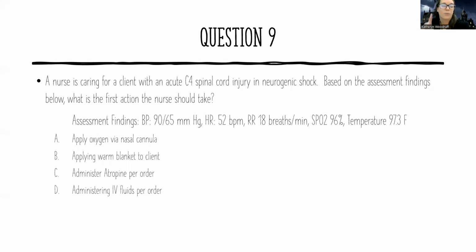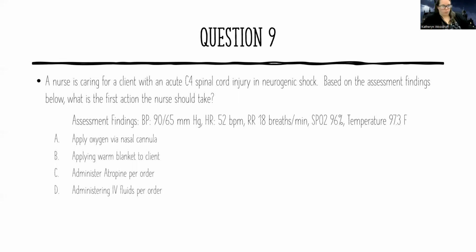When it's spinal cord, I always like to think about how high up the injury is. So we're talking about a high level injury. And I always remember, C, C3, 4, 5 keeps the diaphragm alive: if they can breathe, when they have C level injuries. And not just any spinal cord injury, they're in neurogenic shock. So there's spinal shock and neurogenic shock. I'll talk about this, but this is neurogenic shock. So this is a blood vessel issue. Based on the assessment findings below, what is the first action the nurse should take?